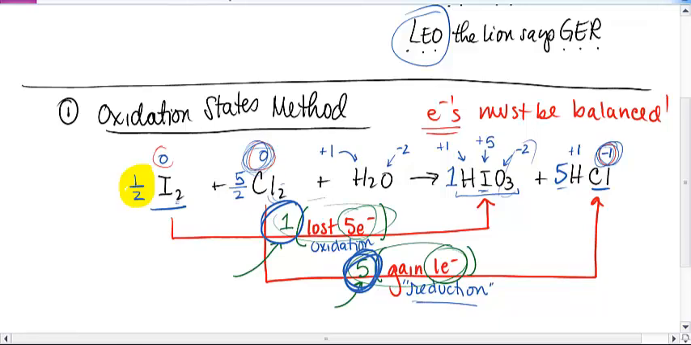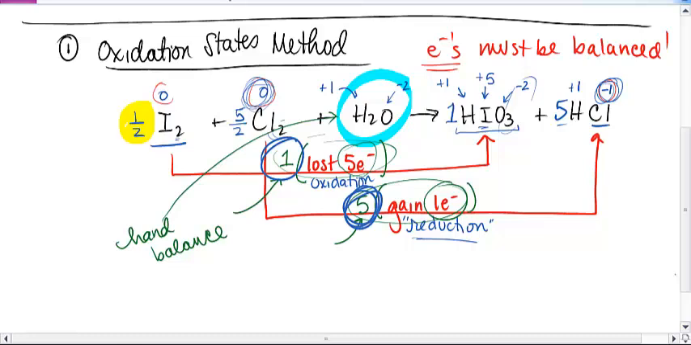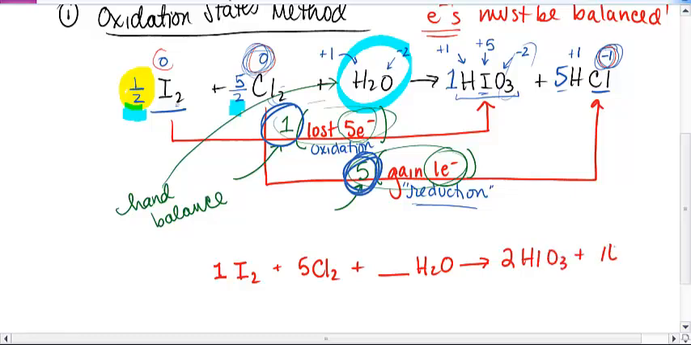Now, I want you to notice that water has no arrows attached to it. And if there are no arrows, anything with no arrows attached to it isn't being oxidized or reduced. So you're going to hand balance it. You're going to literally, just like the old way, look at it and decide how many of those you need. But before you do that, we know we can't leave these fractions in there. So let's double everything to get rid of the fractions. So then it becomes 1 iodine plus 5 chlorine, plus, I don't know how many waters because I'm going to hand balance that, plus now I'm doubling these, 2 HIO3 plus 10 HCl.